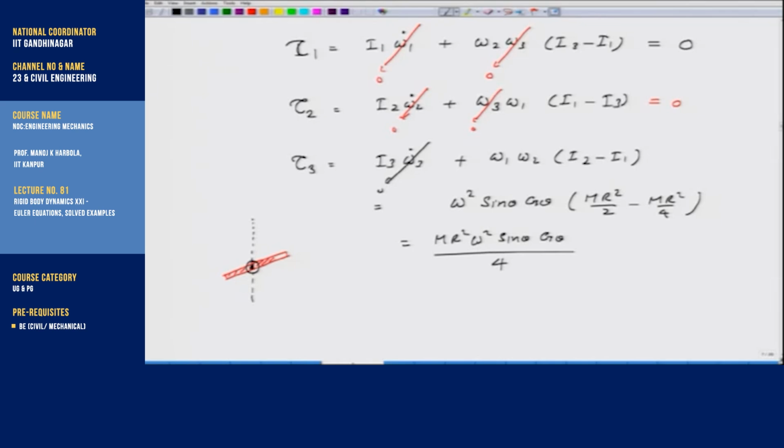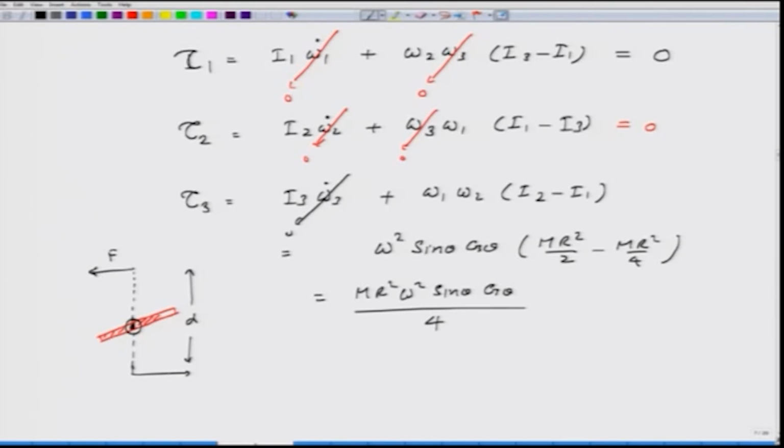If I need the torque in this direction, what I need to do is apply a force this way and a force this way. If I apply the forces symmetrically at a distance d, or even if they are asymmetric, it does not matter, equal forces will give no motion of the center of mass, but their amount to give a torque like this should be equal to mr square omega square sin theta cosine theta over 4d, and that is the answer.